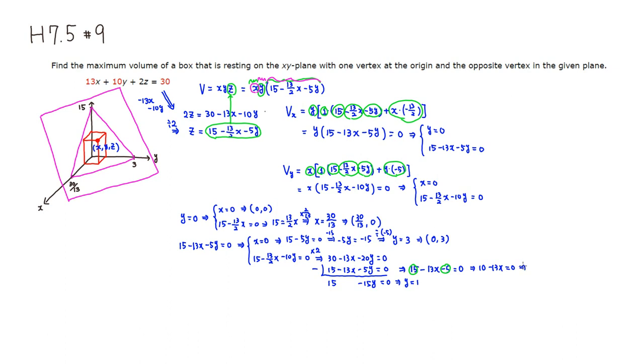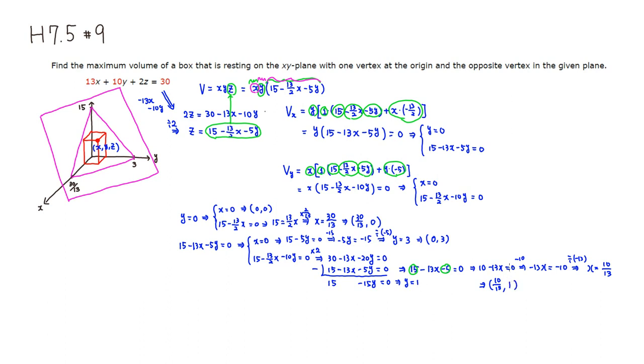So I'm going to just subtract 10. You get negative 13x is equal to negative 10. Then I can just divide through by negative 13 to get x equals 10 over 13. So we got the last critical point. x is 10 over 13, and the y value was 1, so (10/13, 1).